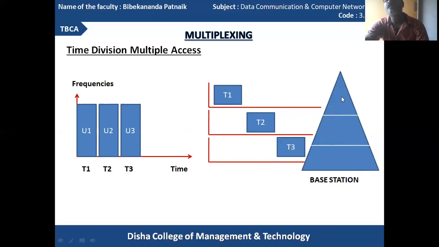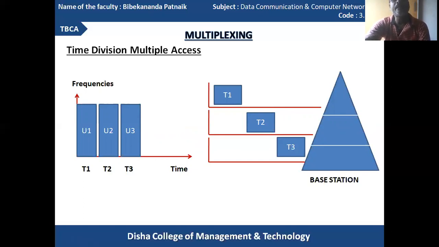The second picture, the diagram on the right side of the slide, shows a base station and a station that can transmit its data. Overall there are three slots, 1, 2 and 3. First of all, user 1 can transmit its data to the base station in T1, and then T2 and T3. Whenever user 1 transmits its data using its time slot, the subsequent time slots 2 and 3 are left blank. They are not utilized by the other users.